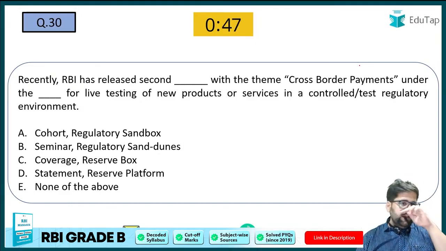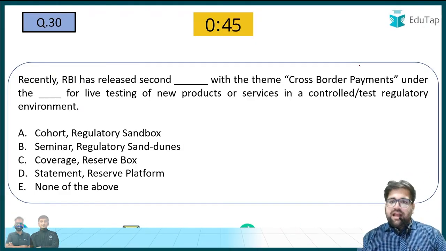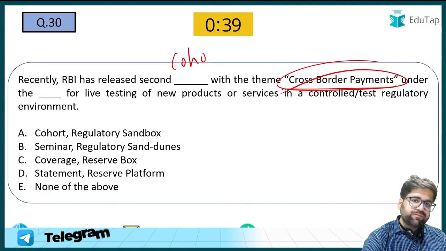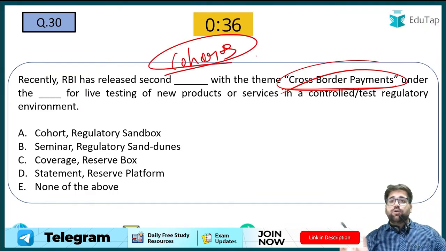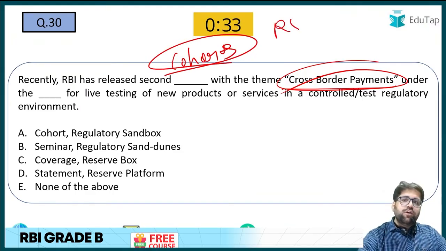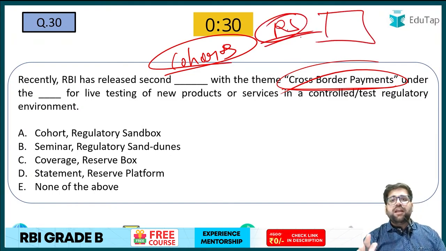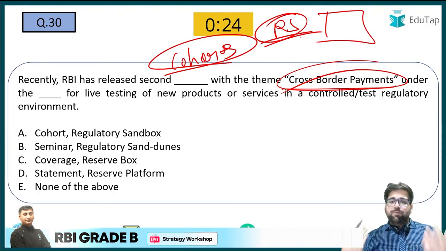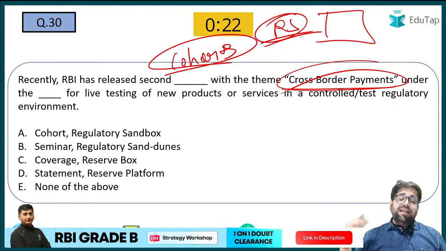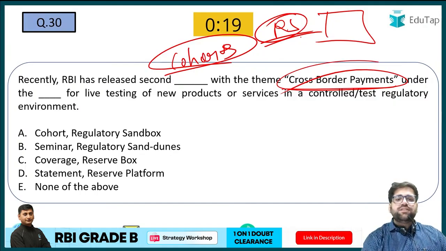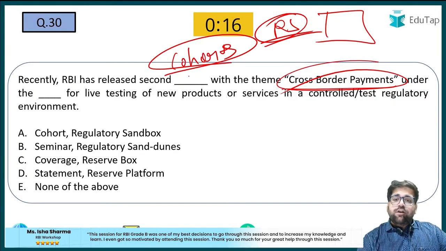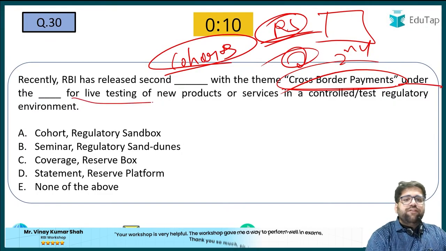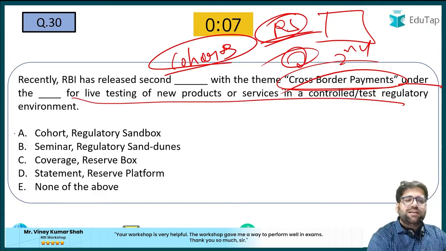Now question number 30. Recently RBI has released a second cohort with the theme of cross-border payment. If you see, RBI is releasing different cohorts for the regulatory sandbox. What is a regulatory sandbox? RBI prepares a battlefield-like environment for companies to test their products, and through that RBI will come to know whether a particular product will work in the Indian market or not. This has been the second cohort, my friends, for live testing of products under the cross-border payment theme. So a very easy question, nothing much to discuss. The correct answer will be A.